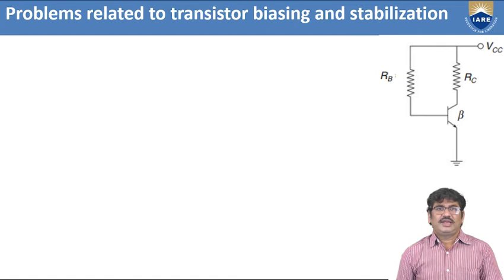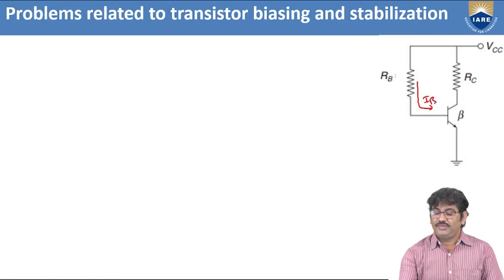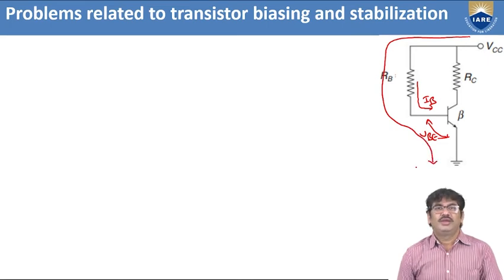First, we will write the KVL expression for the input circuit. The current which is flowing through RB is IB. The voltage between base to emitter is VBE. The input circuit is comprised of VCC, RB and VBE. So the KVL expression for the input circuit is given as VCC is equivalent to IB into RB plus VBE.